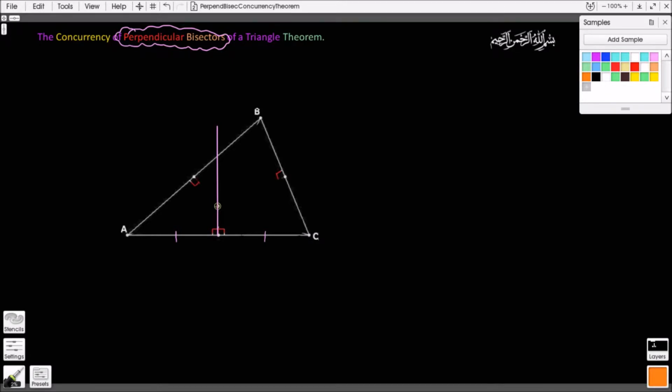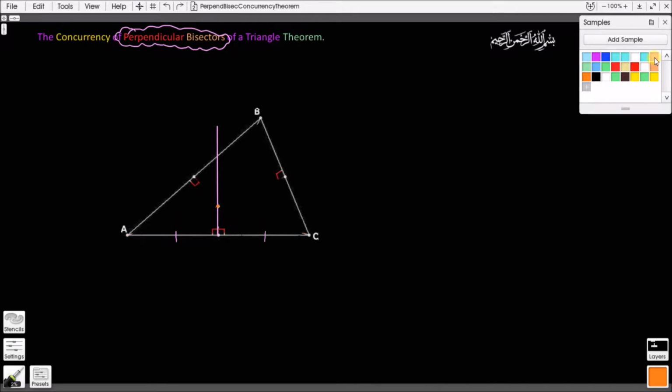Now, what we do know about a perpendicular bisector, from the perpendicular bisector theorem, is that every single point on the perpendicular bisector is equidistant from the endpoints of the segment. So if I were to pick this point over here, that point would be equidistant from the endpoints of the segment AC. You would agree with that, right? So if I draw from this point to over here, these two would be congruent, correct? Because every point on the perpendicular bisector of a segment is equidistant from the endpoints of the segment.